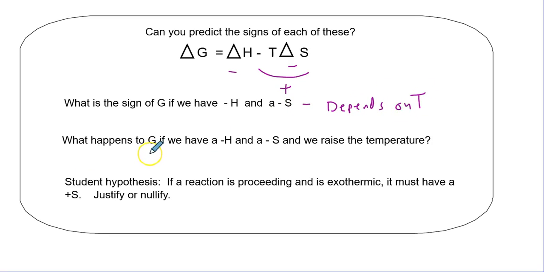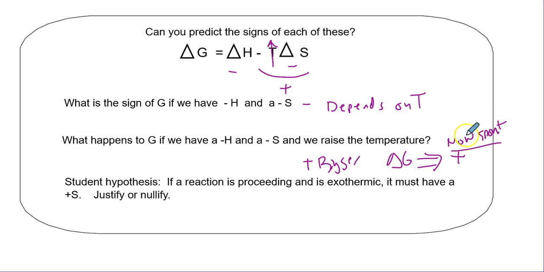What happens to delta G if we have a negative delta H and a negative delta S and we raise the temperature? That's the same thing we just did here, and I raise my temperature. That means my positive will become bigger, and delta G would be moving towards becoming more positive. I'm not saying it's going to get there, or it's there already, but it'd be moving more towards non-spontaneous, so it'd be less likely to run all by itself.